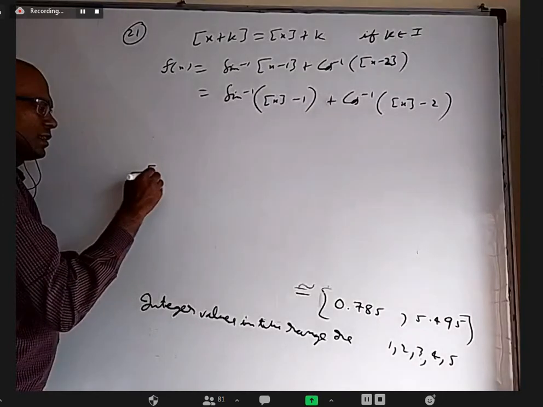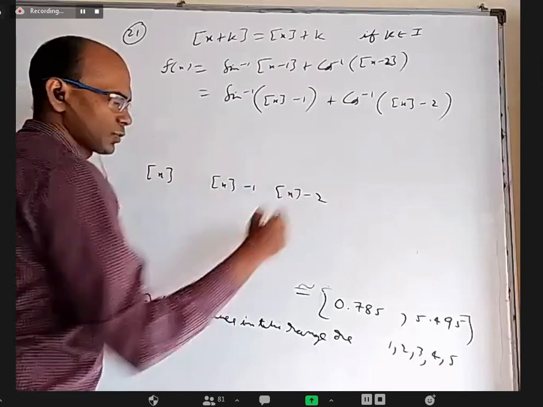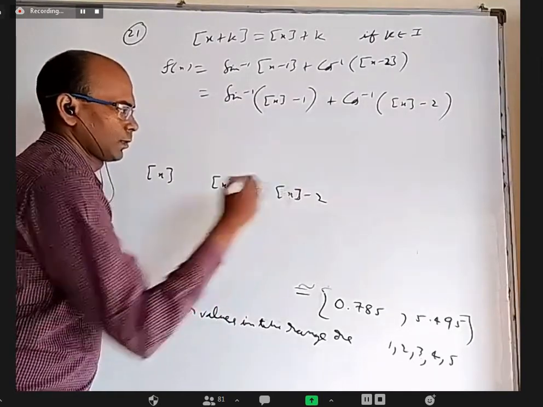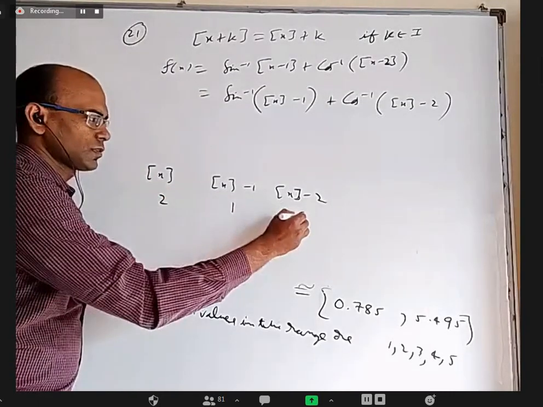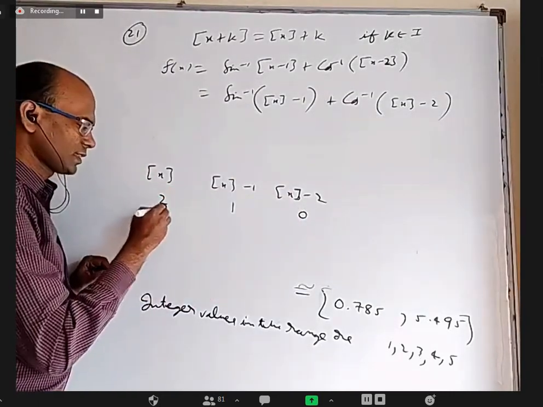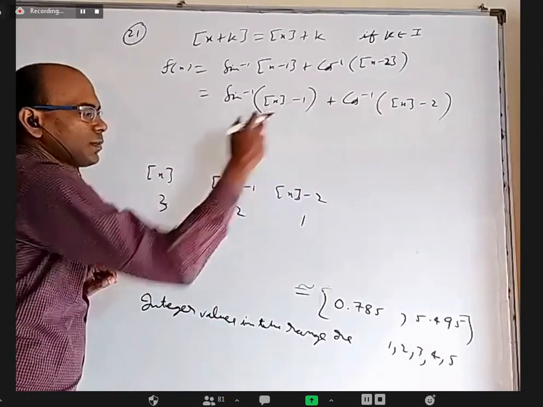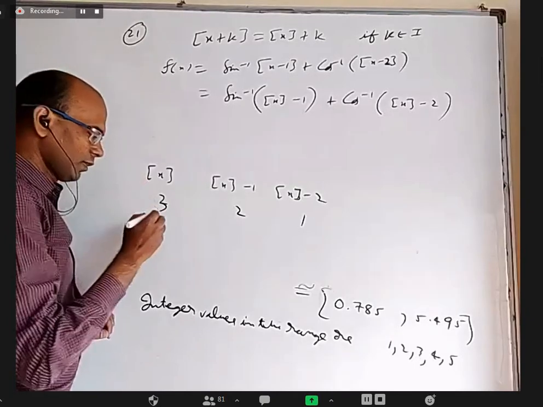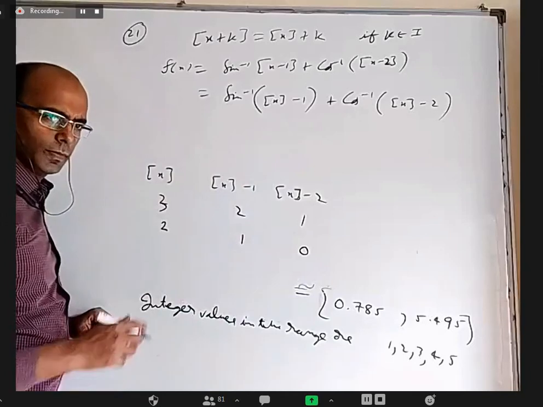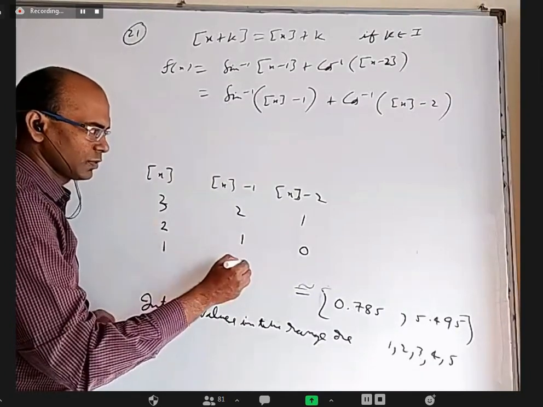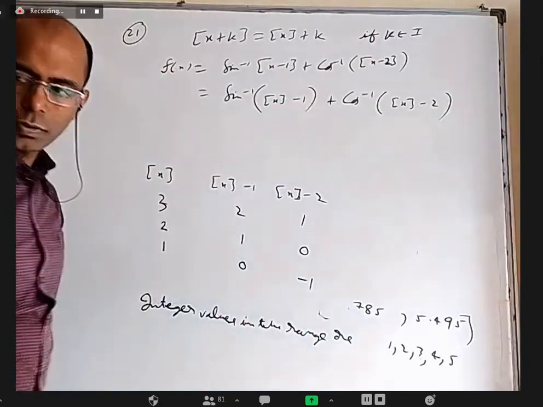Okay, now let us see. I'll take integer part of x minus 1, integer part of x minus 2. When I take this as 2, this will be 1, this will be 0. But when I take this as 3, this will be 2 and this will be 1. That is defined, but this will not be defined. Sine inverse 2 will not be defined. When I take this as 2, this will be 1 and this will be 0. Both are defined. When I take this as 1, this will be 0, this will be minus 1. Again, both are defined, no problem.